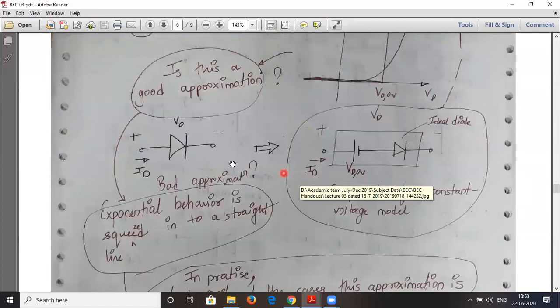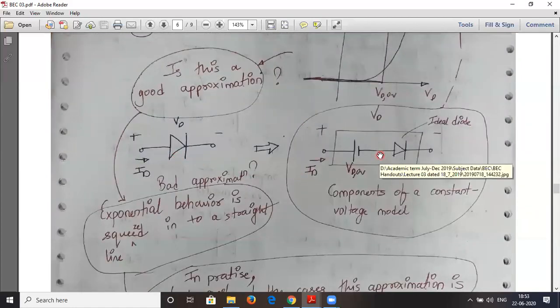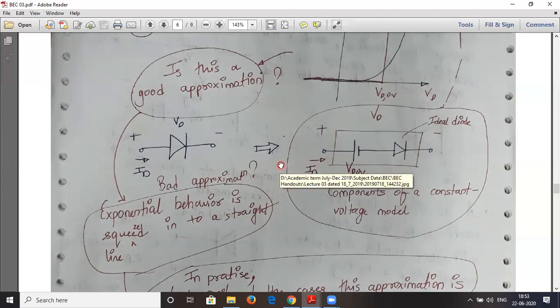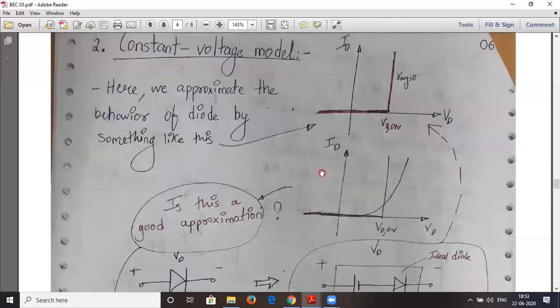As simple as it is. In a constant voltage model, you have to replace it like this. Even though I've shown a diode symbol here, we have to replace it by a short circuit or open circuit whenever it is on or off. So basically your exponential behavior is squeezed into a straight line. It's quite a reasonable approximation.